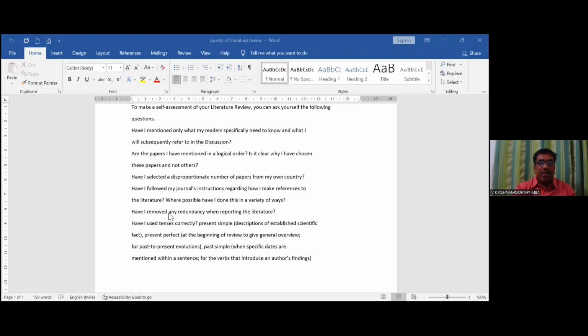Have I removed any redundancy when reporting the literature? We should not use the same word again and again. We should use different words so that it will look nice. Have I used tense properly? Sometimes we may use past tense. Which tense am I supposed to use?